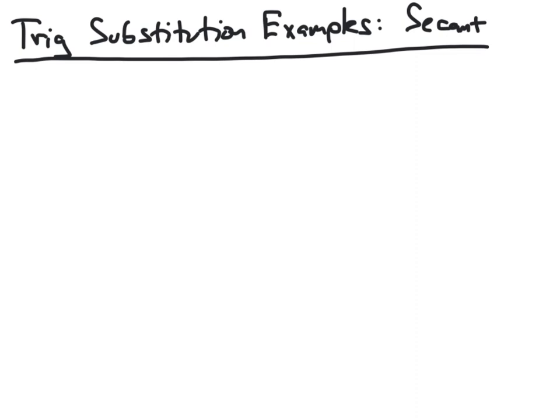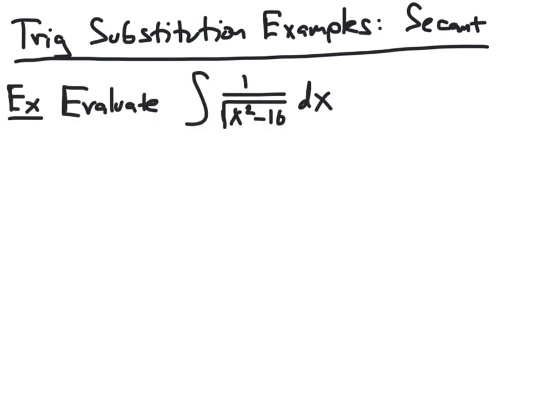In this video, we're going to look at some examples of trig substitution integrals involving the secant function. In this example, we want to evaluate the integral of 1 over the square root of x squared minus 16 dx. Since this integral contains an expression of the form square root of x squared minus 16, or the square root of x squared minus 4 squared, we're going to use a trig substitution with a secant function because the expression in the square root is a variable squared minus a constant squared.